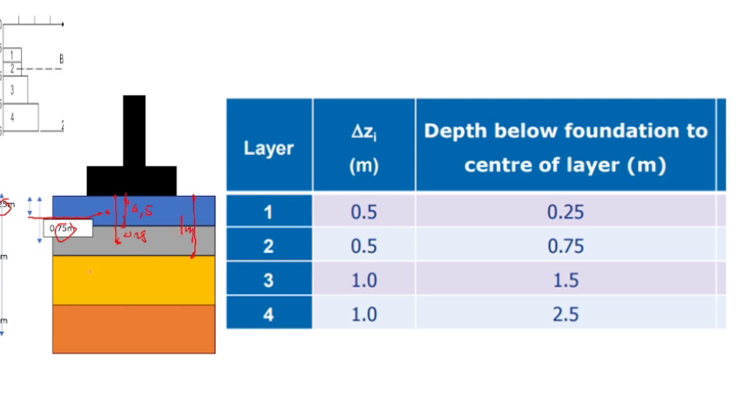So if this is also 1 meter, the center here will become 1.5 meter, because here is 0.5 plus 1 becomes 1.5. And also here, since coming from here to here is 1 and then 1 here is 2, so meaning this is 2.5. So these are the center of the layer, the depth from the bottom of the footing here. 0.25 for the first layer, 0.75 for the second, 1.5 for the third, and 2.5 for the fourth layer.